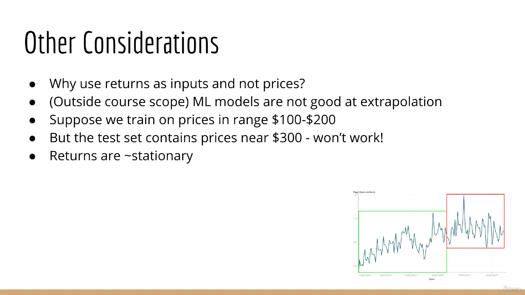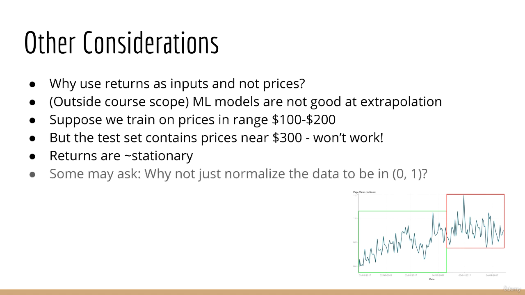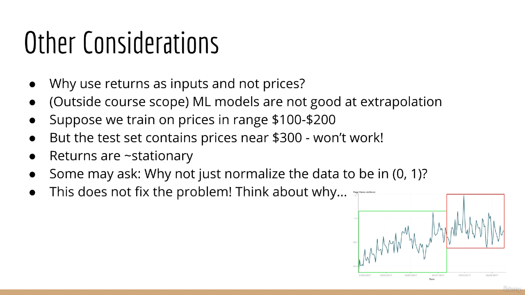Returns, however, as we learned, are more or less stationary. Therefore, they are better candidates for input features. Now, some of you who have done machine learning before might ask, why can't I just normalize the data? For example, put it into the range 0 to 1. In fact, this would not work, and I would encourage you to think about why you will still have the same problem.